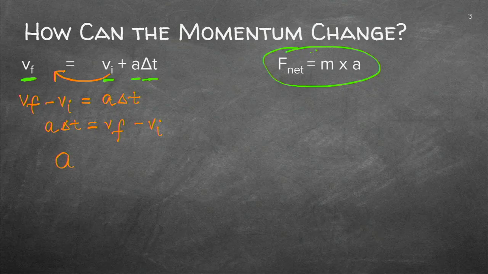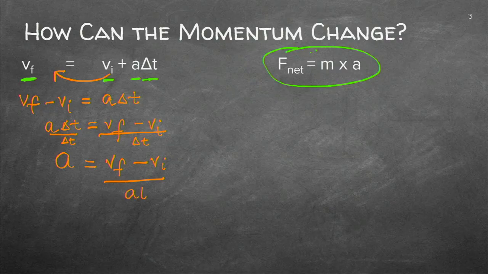And let's just get a on one side. So I'm going to divide here with delta t, and I'm going to divide that side with delta t, giving me a equals the final velocity minus the initial velocity over delta t. And I'm going to say this is my first equation. Let's move on to Newton's second law.